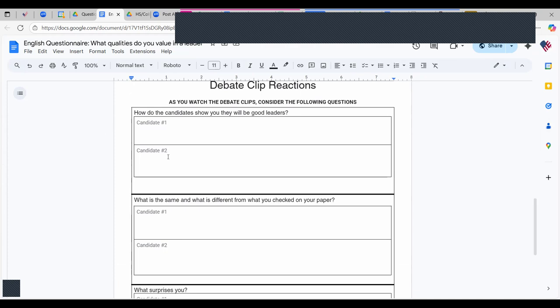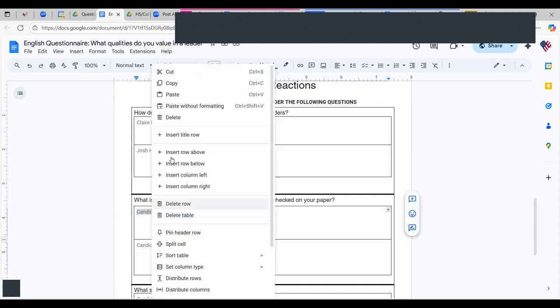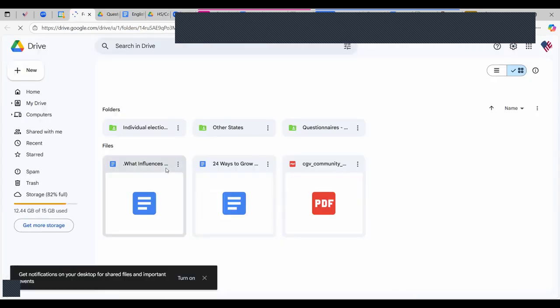I've put candidate 1 and candidate 2. You can always change this to whatever candidate you're going to be seeing today. So today you're going to be seeing Claire McCaskill and Josh Hawley. Sometimes that just makes it easier for the kids to put down who they're going to be evaluating, and just keep the information separate.